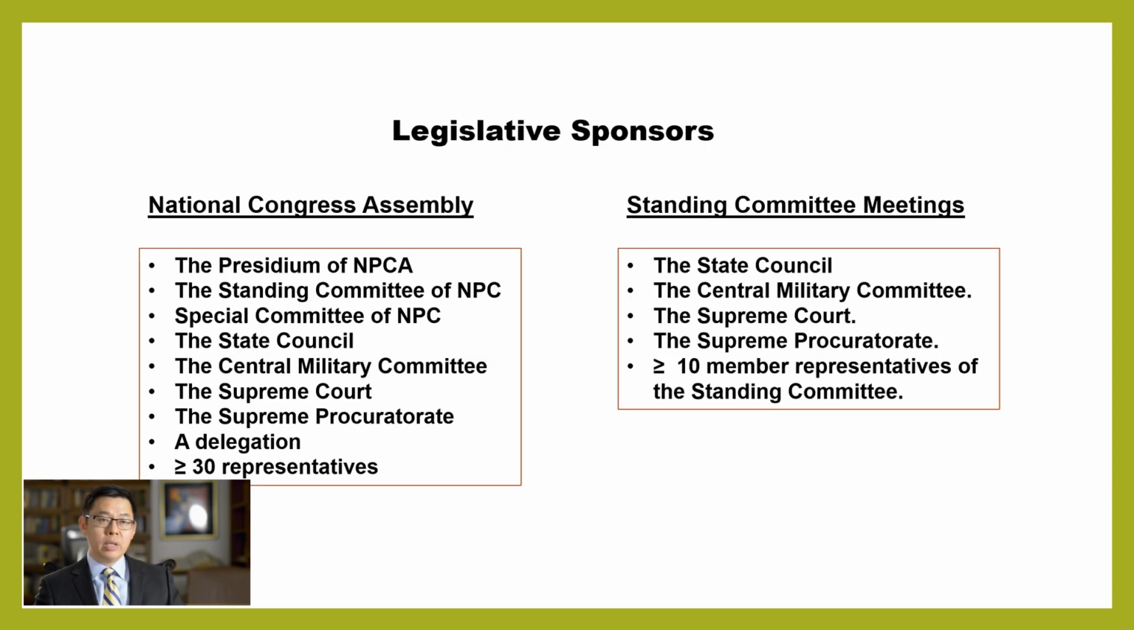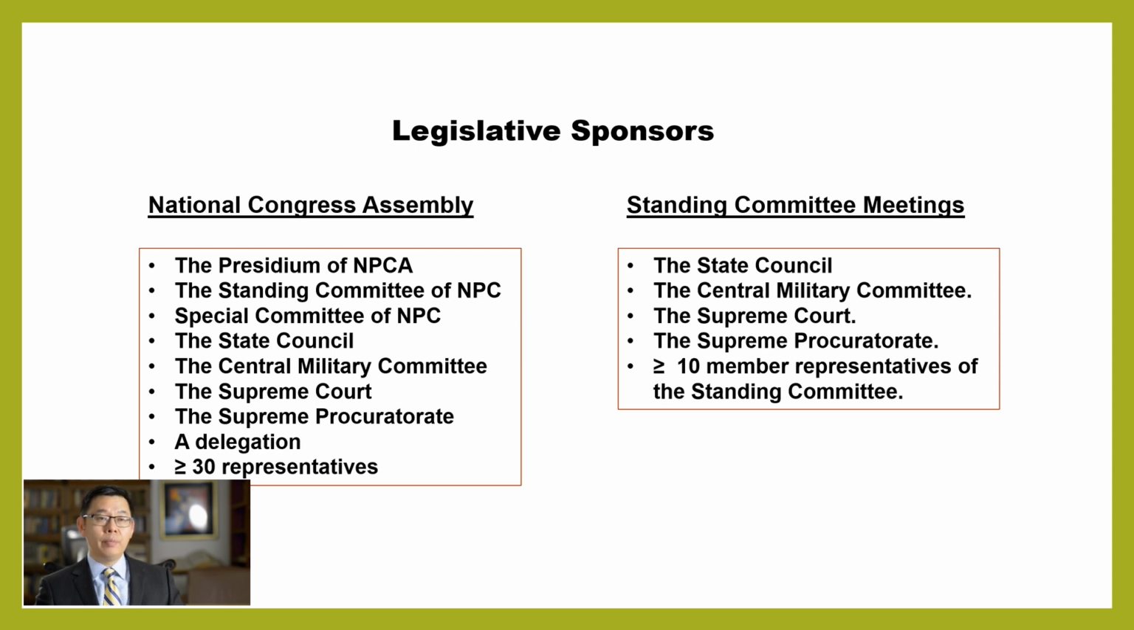At the National Congress Assembly, here is the list of organizations or individual representatives who can sponsor a legislative proposal. The first is the President of the National Congress Assembly. The second is the Standing Committee of the National Congress. Third, each special committee of the National Congress. Then the State Council, the Central Military Committee, the People's Supreme Court, the People's Supreme Procuratorate, a delegation of the National Congress, and more than 13 National Congress representatives.